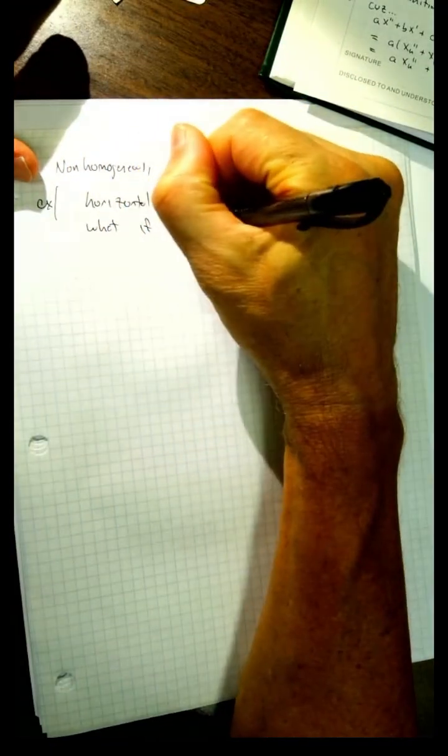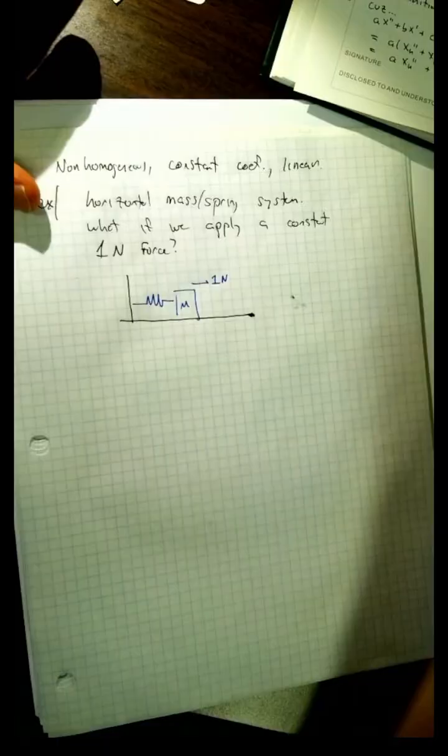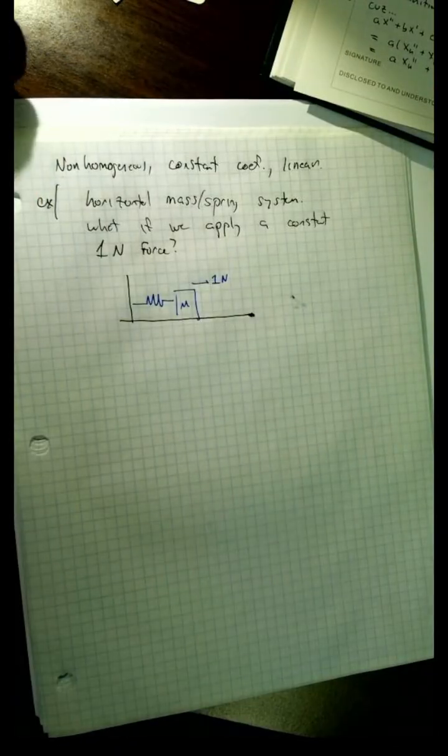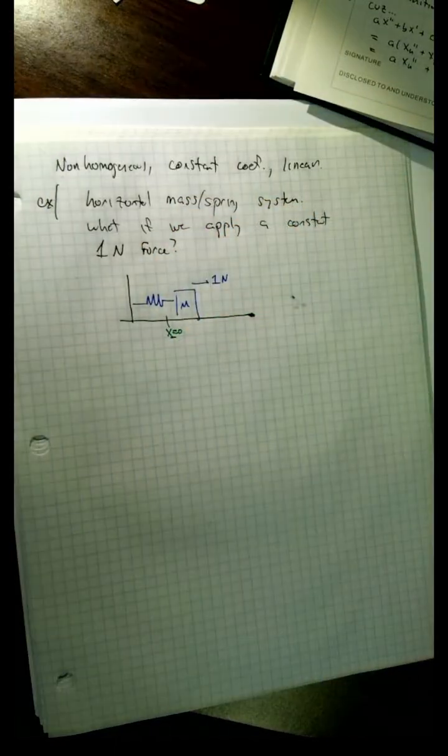Suppose we have a mass on a spring, and it's on a horizontal table. And the question is what if we apply a constant 1 Newton force to the mass? So the idea is we've got our table, we've got our mass, it's attached to a spring, and we're going to pull it to the right with a constant 1 Newton force. So we're going to set x equals 0, again, to be the equilibrium point. So if there's no force or anything acting on it, that's where everything is balanced and there's no change in the system.